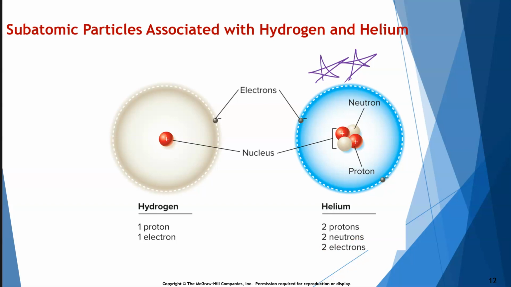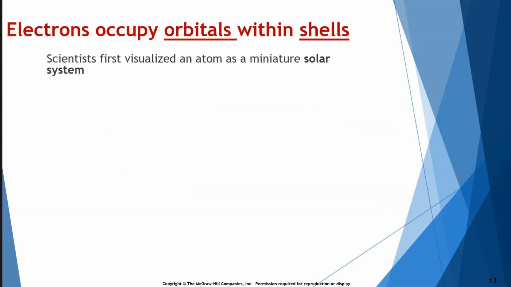Okay, so let's talk about those electrons that are orbiting around our nucleus. I'm going to give you a few concepts and then I'm going to draw it out for you in a separate slide. So just walk through this part and rewind it if you need to.